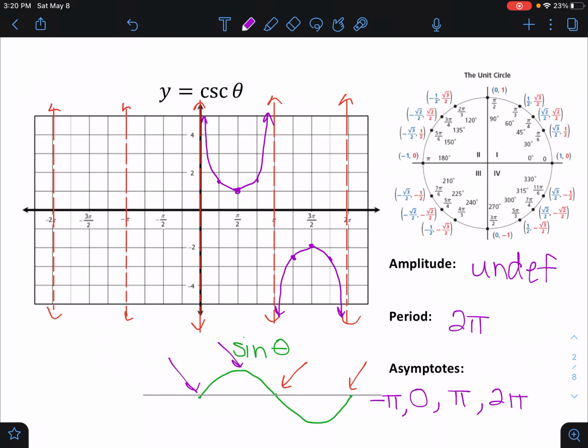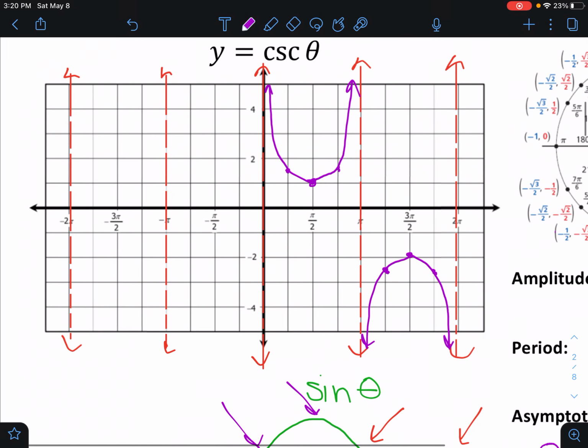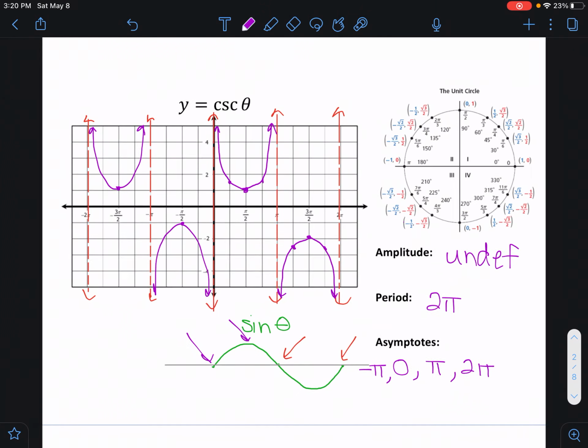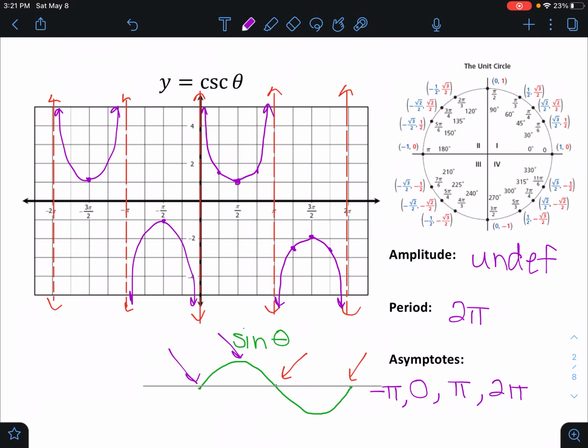So I can continue this graph. It's going to look the same going the other way. And then one up here. And that's the cosecant graph. It's not too tough to graph these ones because the asymptote lines really help with this part.